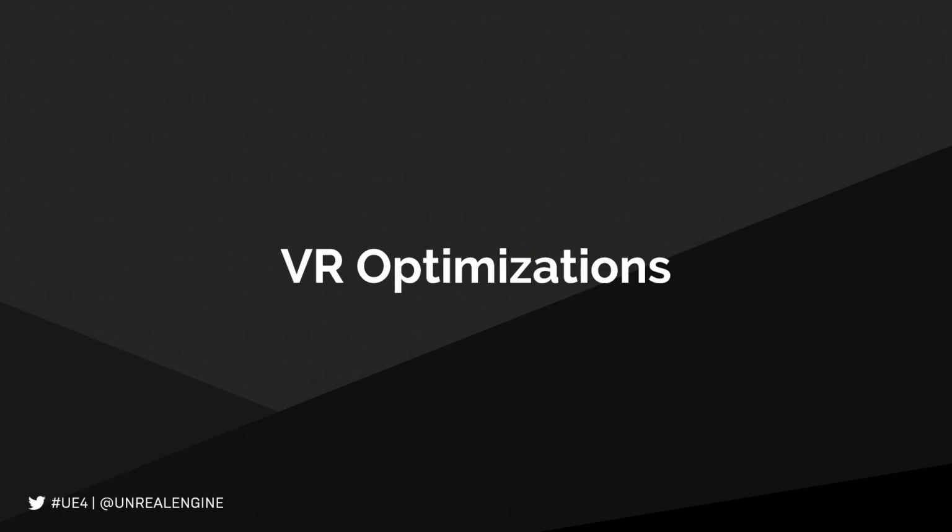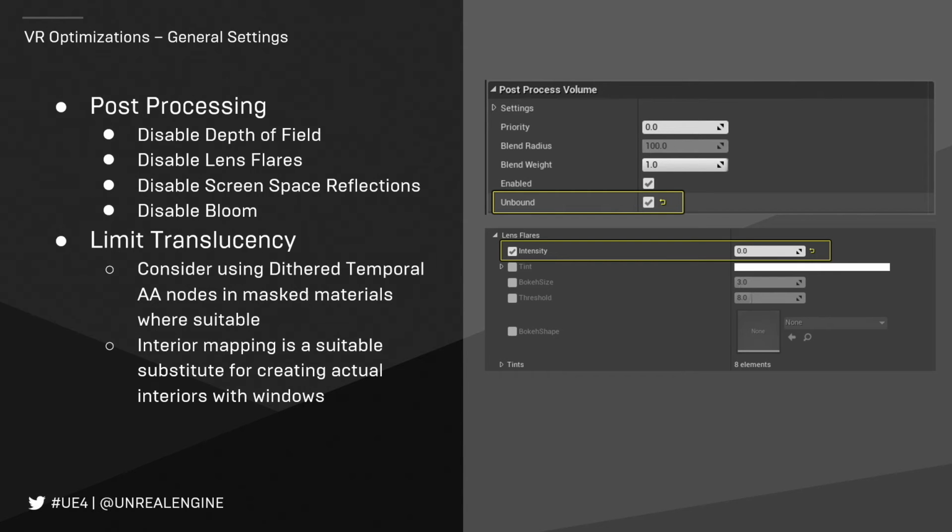But it's pretty straightforward to do. Now, next up are VR optimizations. So if you're working in VR, I highly recommend disabling depth of field, lens flares, screen space reflections, and bloom. Basically, anything that's operating in post-processing is operating across your entire screen.